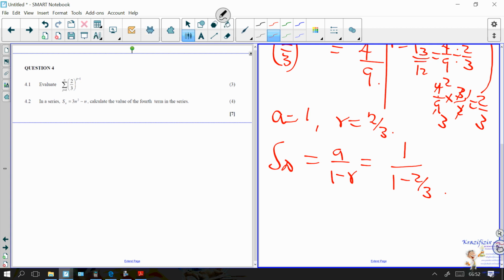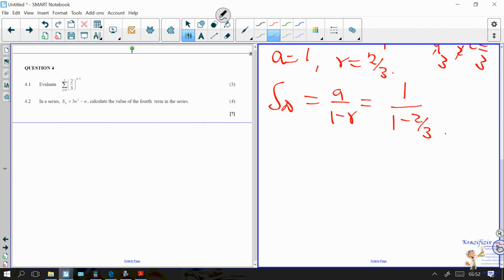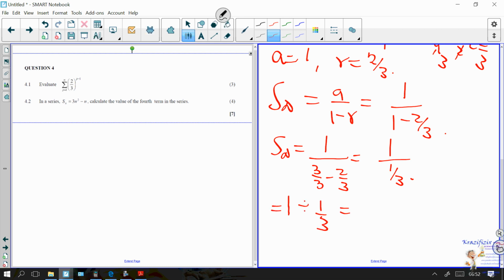All right. Let's try not to use a calculator. Let's just show ourselves a few mathematics here. S to infinity now is 1 divided by, what is 1? Okay, I want to show you again here. Make this a base of 3. 3 over 3 minus 2 over 3. So what do you have? 1 over 1 over 3. Is that fine? Because your denominator is there, 3. 3 minus 2, 1. Okay, so 1 divided by 1 over 3. What would that be? 1 times 3 over 1. And your answer is what? 3.